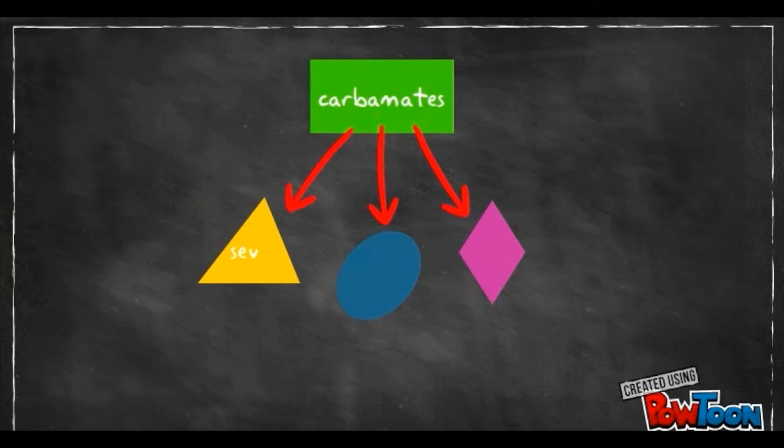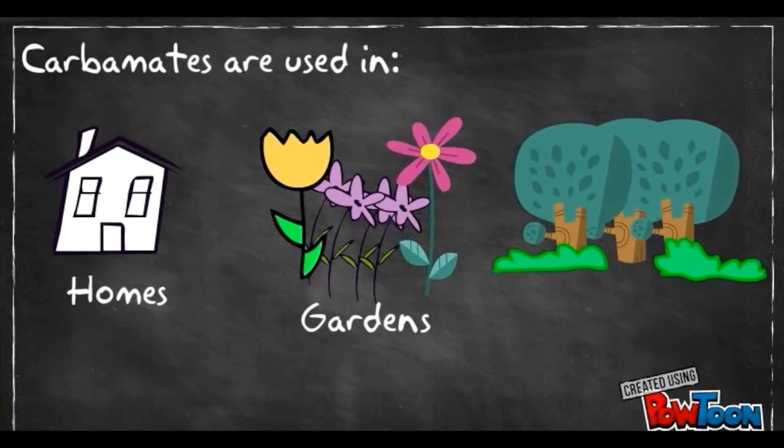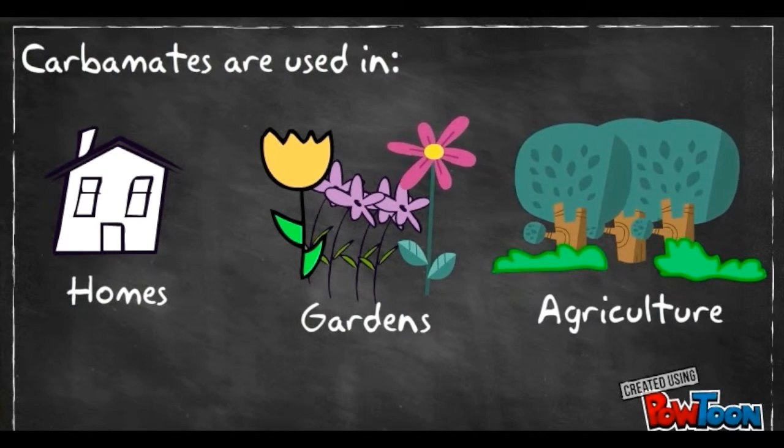Carbamates include pesticides such as Sevin, Aldicarb, and Carbaryl. These pesticides are commonly used in homes, gardens, and agriculture. These are in photosynthesis before becoming effective.